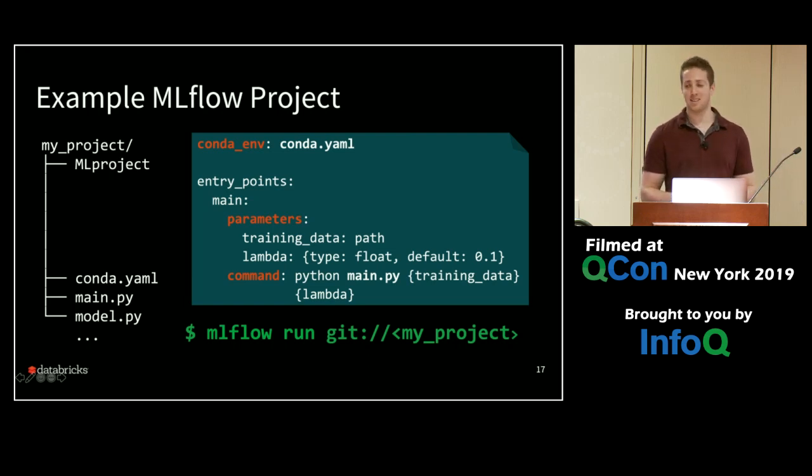Honing in on the bottom right hand of the screen, we see an example of how the MLflow run CLI can be used to execute a project. What I'd like to call out here is that MLflow run is directly compatible with projects that exist on GitHub. MLflow will automatically clone that repository, check out the required git commits, and then begin executing the code.